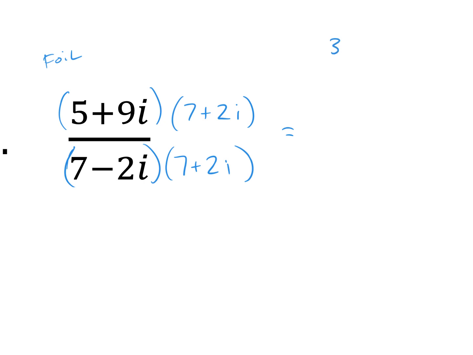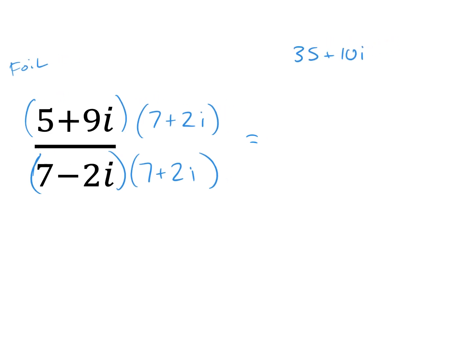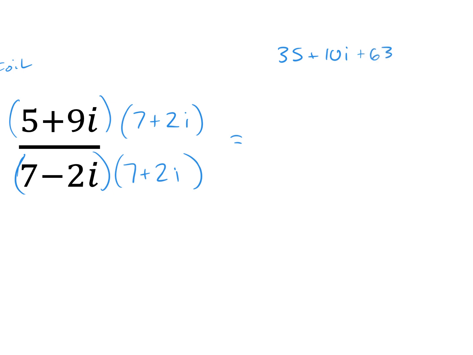So we get 35 plus 10i plus 63i plus 18i squared. What would we do next? Change the i squared to be negative 1, and negative 1 times 18 would be negative 18. What's next? Combine like terms. What's 35 minus 18?